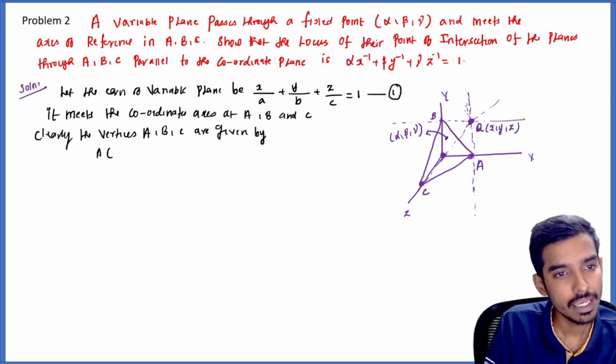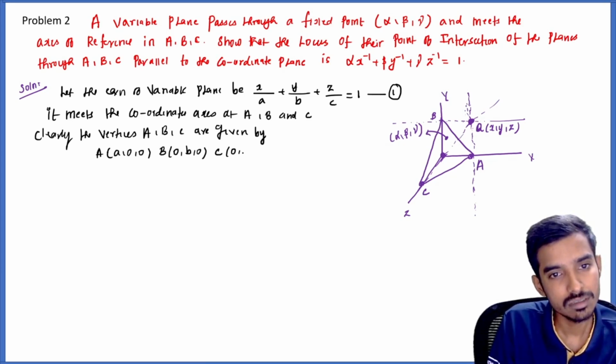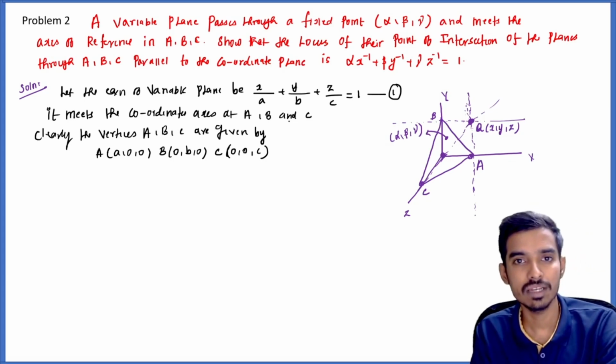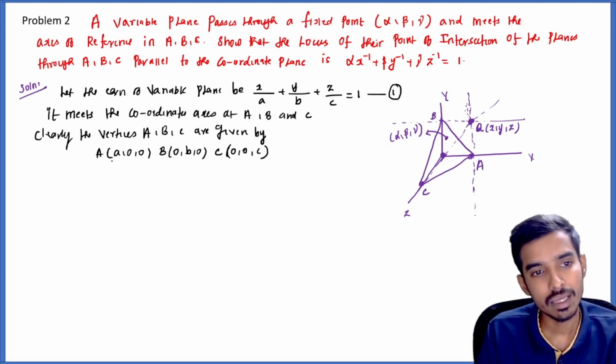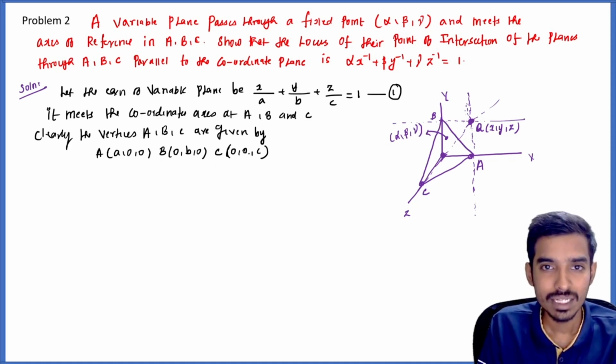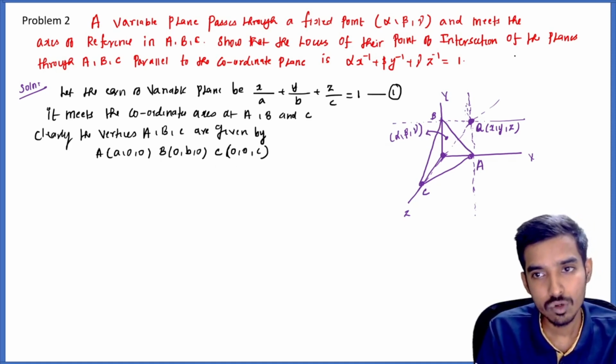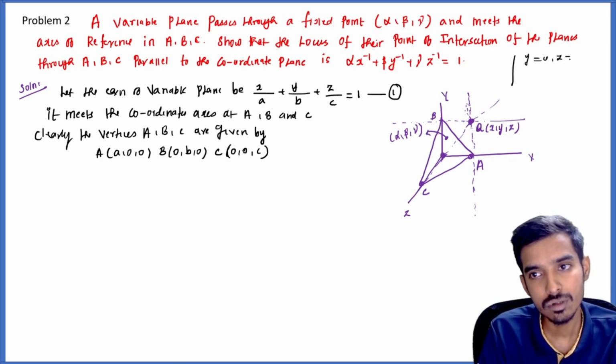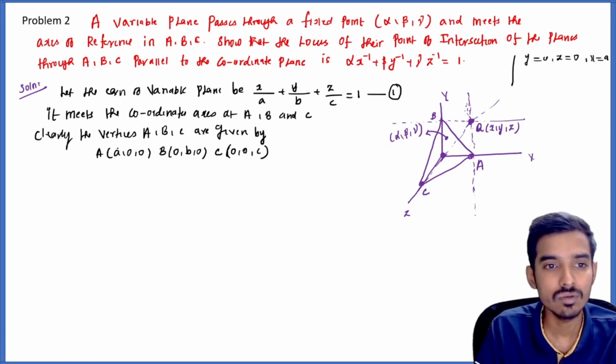are given by: A is a comma 0 comma 0, B is 0 comma b comma 0, C is 0 comma 0 comma c, right? Super. How did we get these three points? Very simple. If you want to find those points, you just put y is equal to 0, z is equal to 0. If y is 0 and z is 0, those terms will be 0. So we have x by a is equal to 1, so x is equal to a. That means a comma 0 comma 0 is the first point.